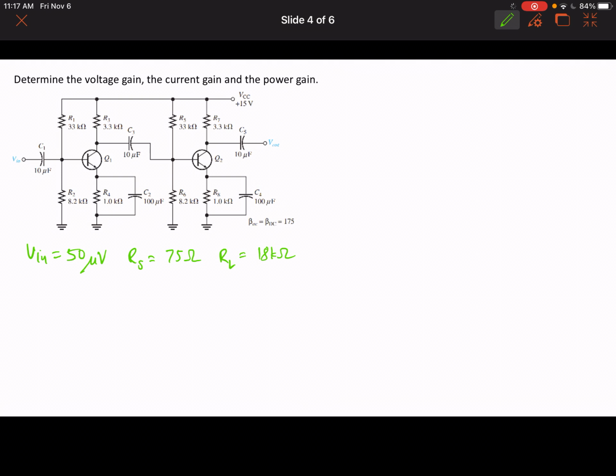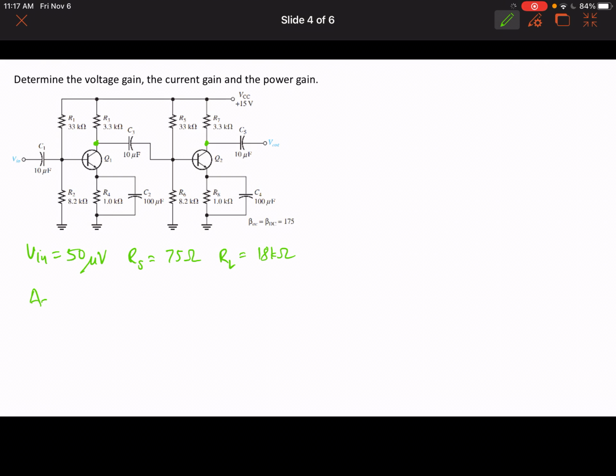Okay, for this circuit, we have a two-stage amplifier. So we first need to determine the voltage gain seen from this point, okay, and then the voltage gain seen at this point. Okay, so let's take a look at the voltage gain first here.